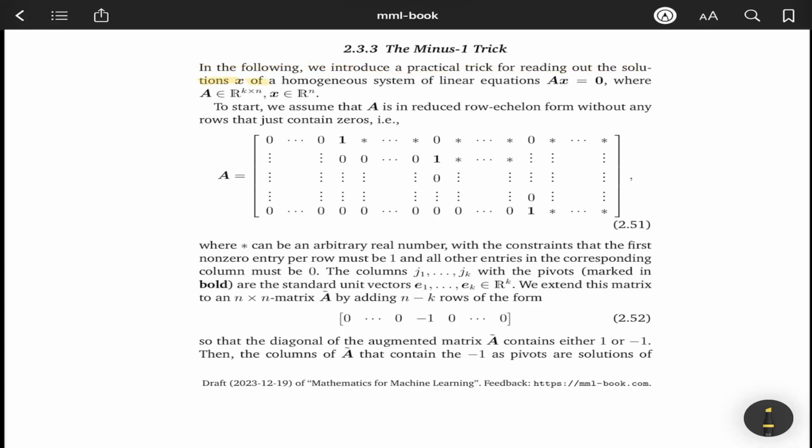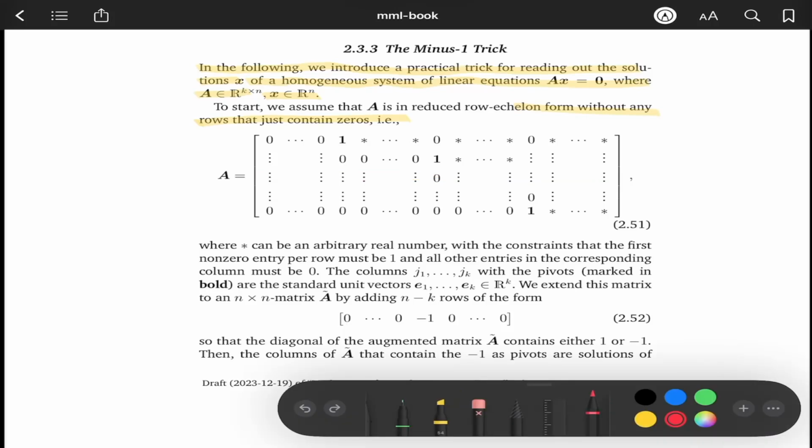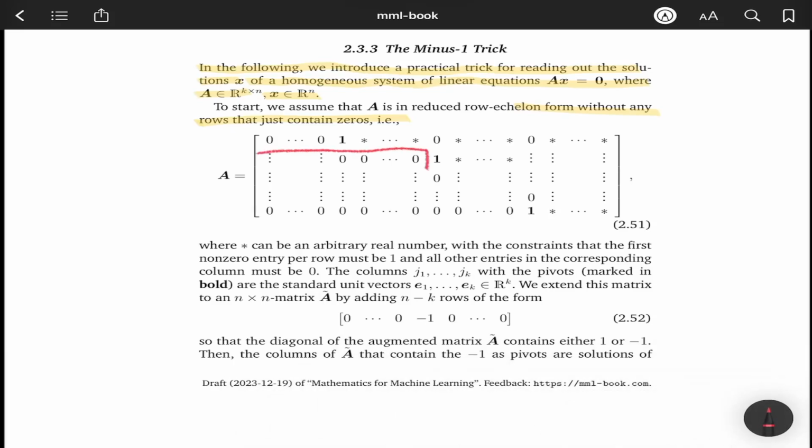In the following, we introduce a practical trick for reading out the solutions x of a homogeneous system of linear equations. Okay, so we have a matrix A, and then we're looking for a solution x, or a set of solutions, right? To start, we assume that A is in reduced row echelon form without any rows that just contain 0. There's not a single row which only has 0. There's always a 1.